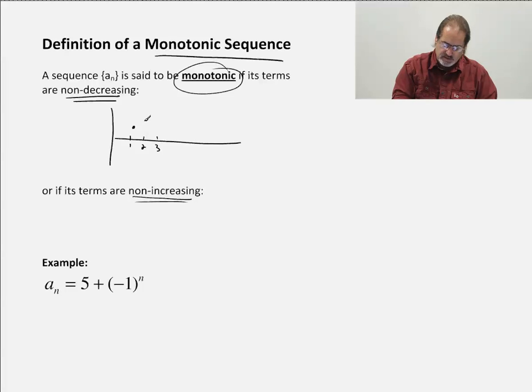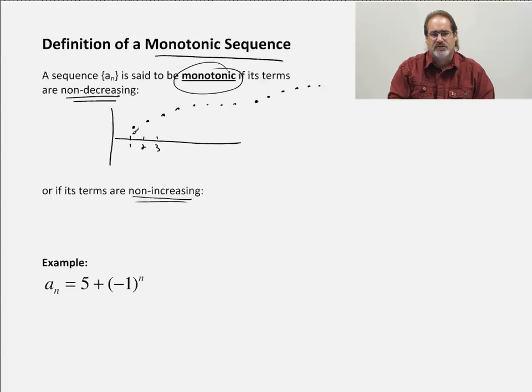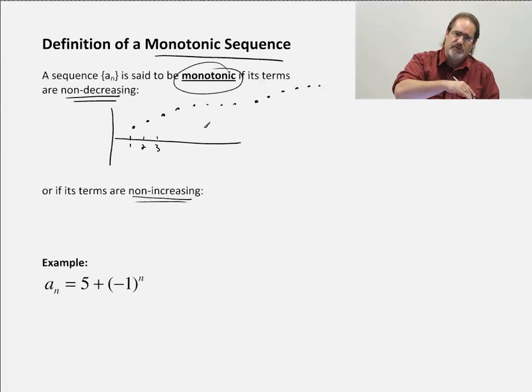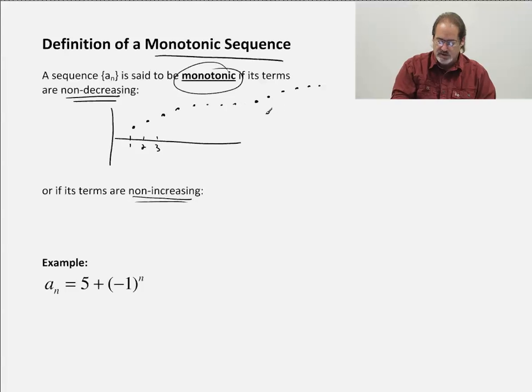If I have a sequence that looks like this, it may level off, but then pick up again. The point here, if I look at each successive term, it's either greater than or equal to the previous term. So there's nowhere in here, you can't find a stretch of terms where the values are actually decreasing. Okay, so this is non-decreasing.